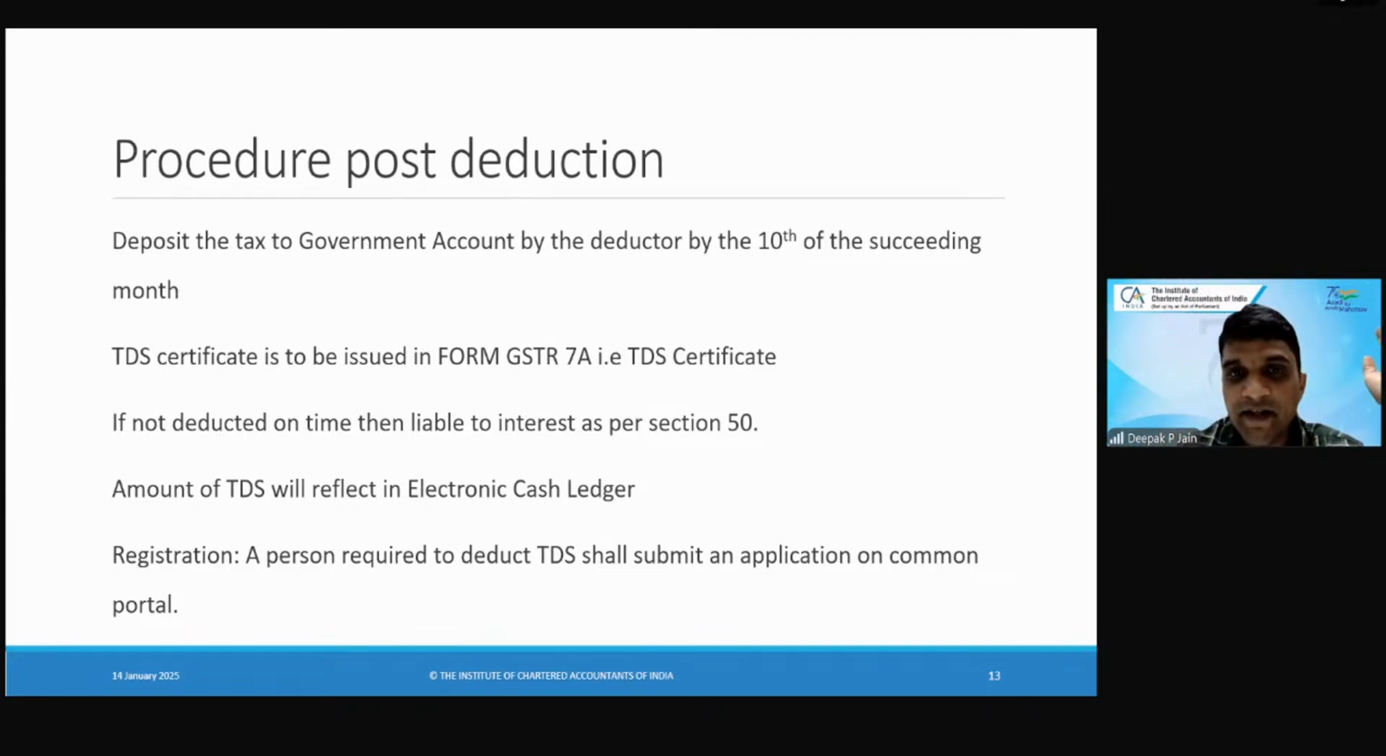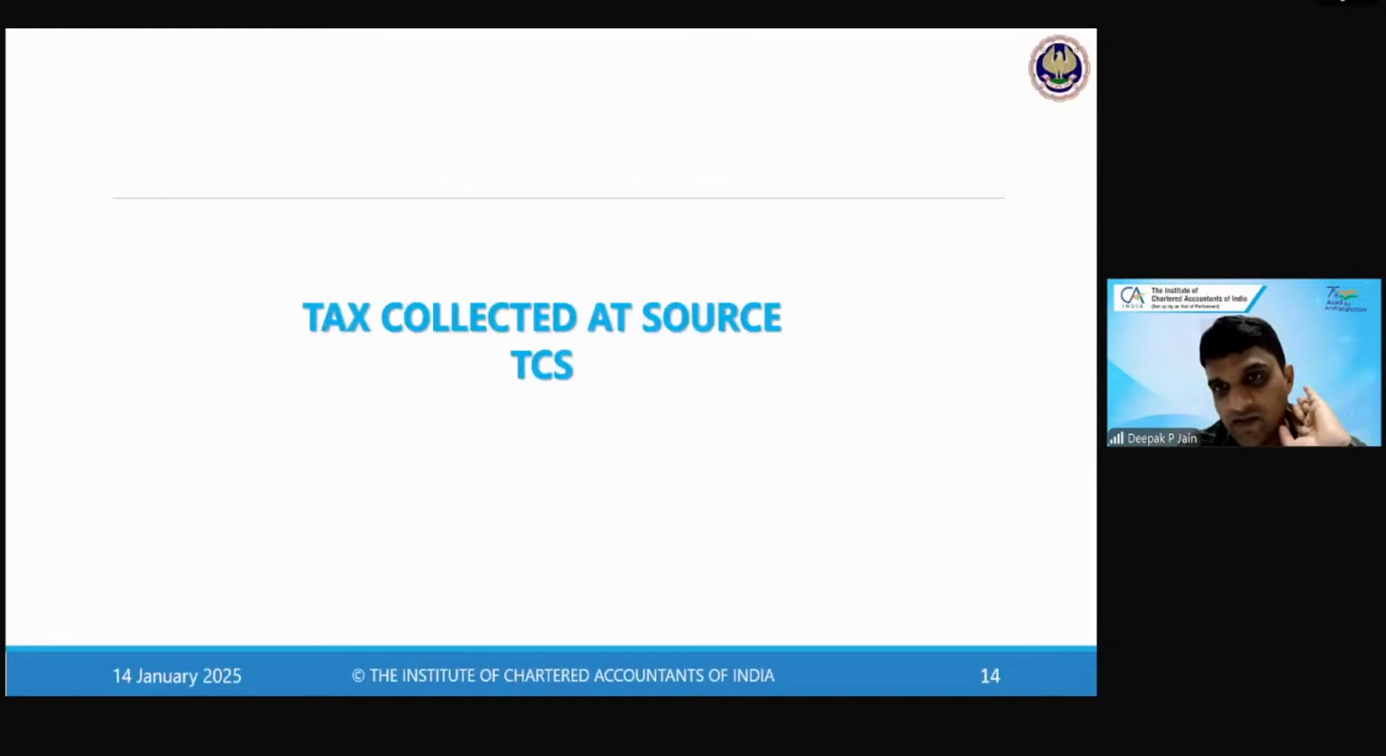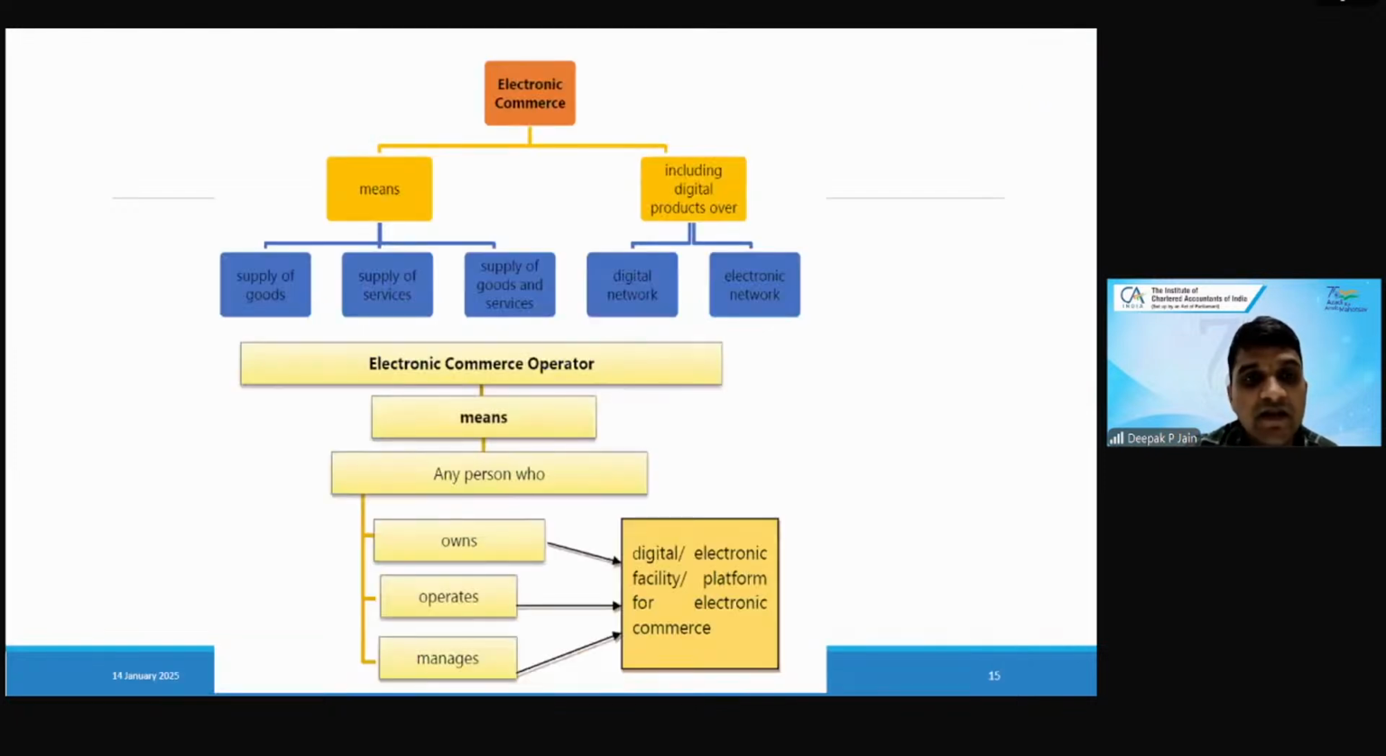So TDS we have completed. Now we'll move to TCS. TCS is very small. We will understand it very easily. What is TCS? First, we have to understand what is electronic commerce. We have already discussed this, but yes, the concept is also clear. Very nice. What is e-commerce?